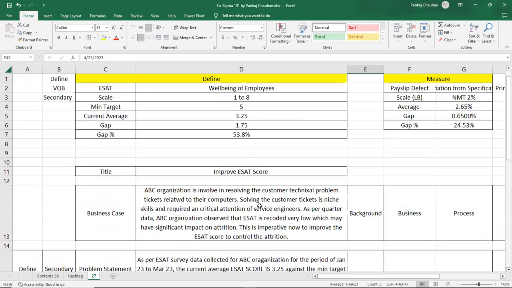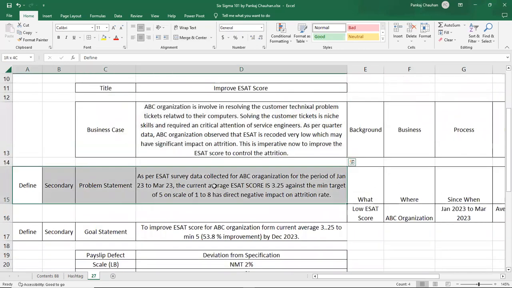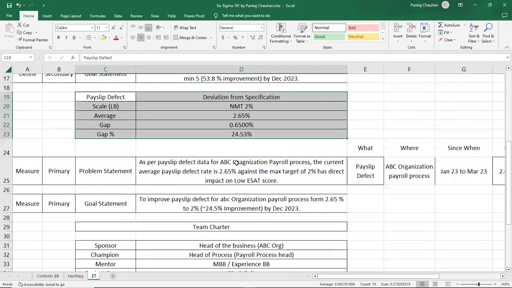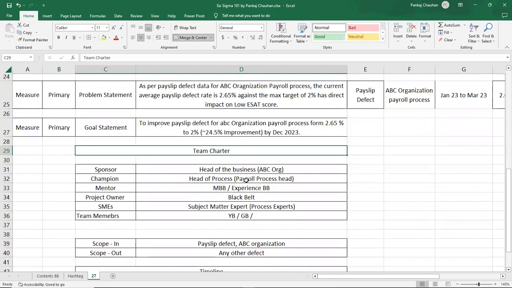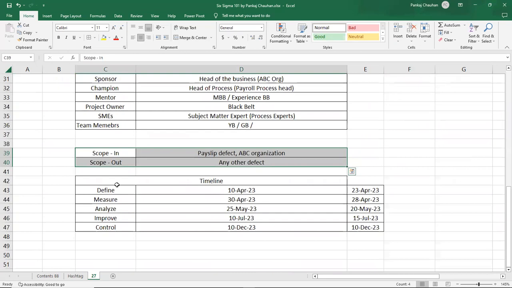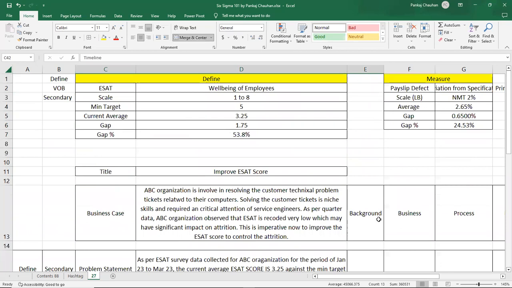So what we have seen in this session is that you have the define problem, you have the measure problem or the CTQ identified, you have the title of the project, you have the business case, and the problem statement and goal statement for the define problem. Then you have identified a measurable CTQ or statistical CTQ. Then you have written the problem and goal statement for the measure phase. Then you have the team charter. After this, you have identified the scope in, scope out, and the timeline. That's all. These are the minimum things that we write or mention in the project charter.